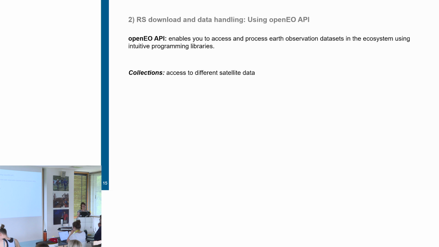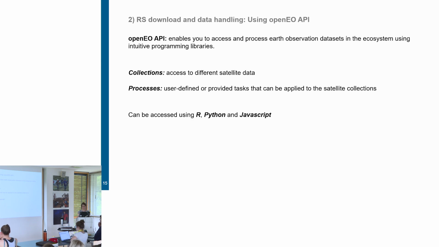Dataspace has some collections, so it accesses some of the collections. Collections are basically collections of single satellite data. You have to check what kind of data is in there, but still there are some collections. And you have processes, these can be user-defined, or some of them are already included. And you can access this API using R, Python, and JavaScript. So here's a focus on R.